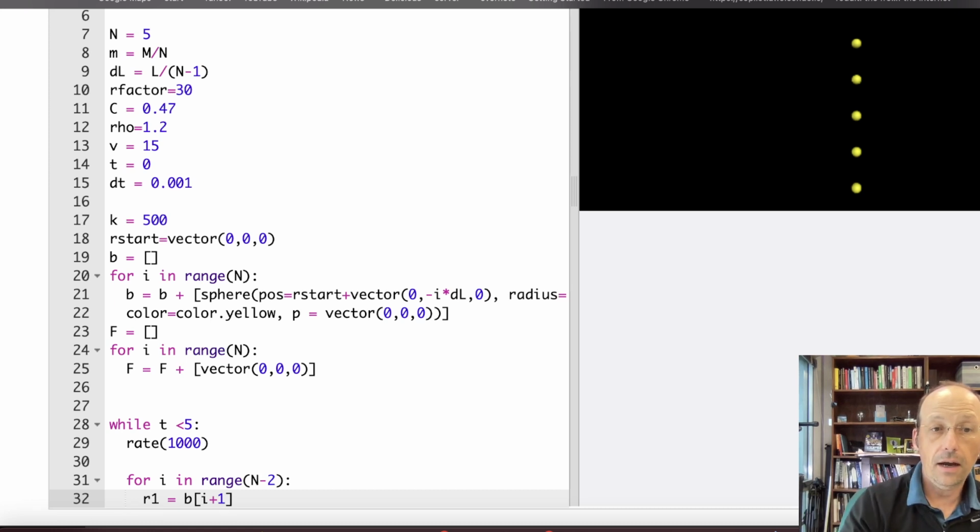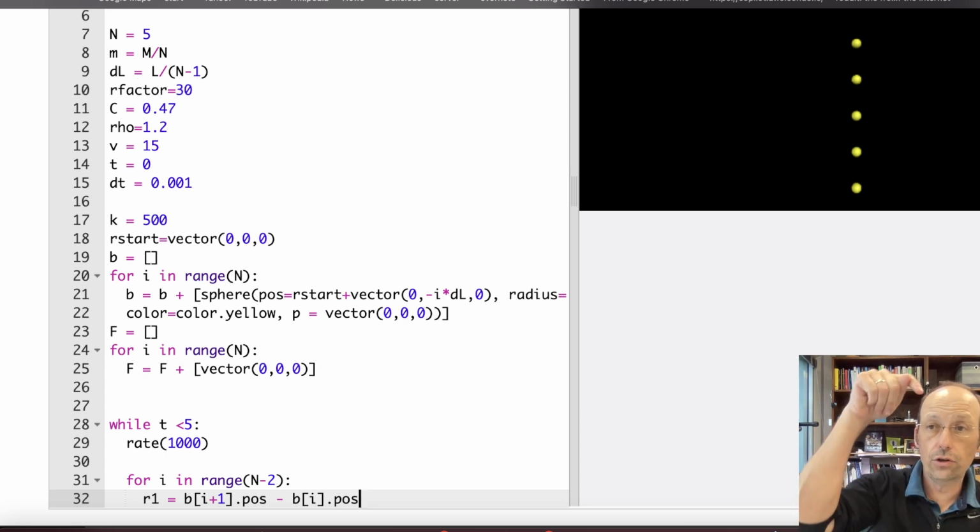That's the position of this mass, the second mass right there. And then I'm going to subtract the position of the first mass. So this is going to be final minus initial. So I'm drawing the vector up. So it's going to be B[i+1].pos minus B[i].pos. And that's my vector R1.